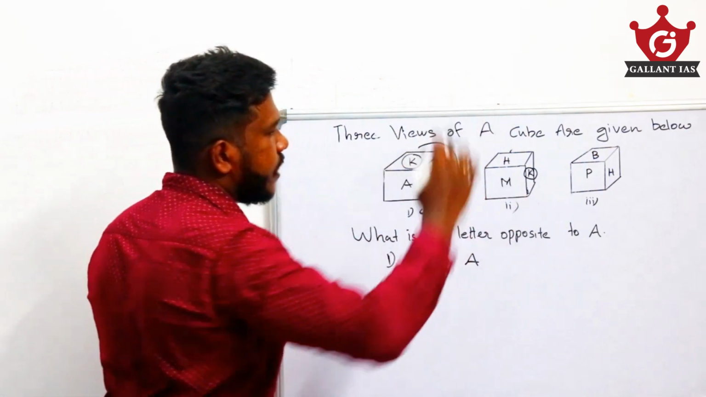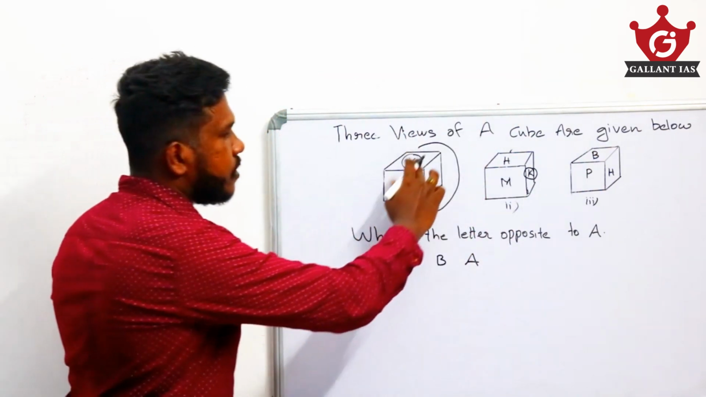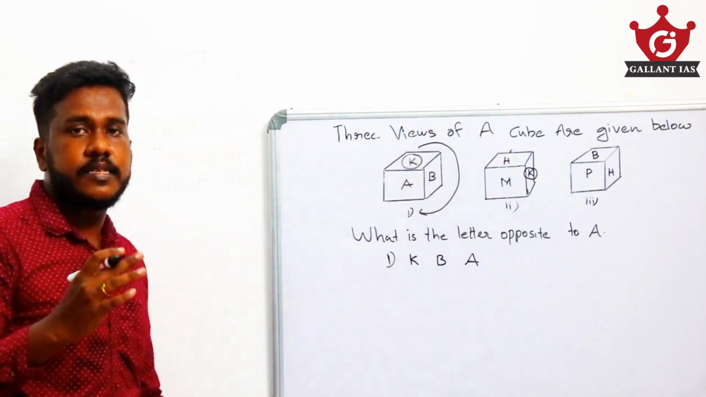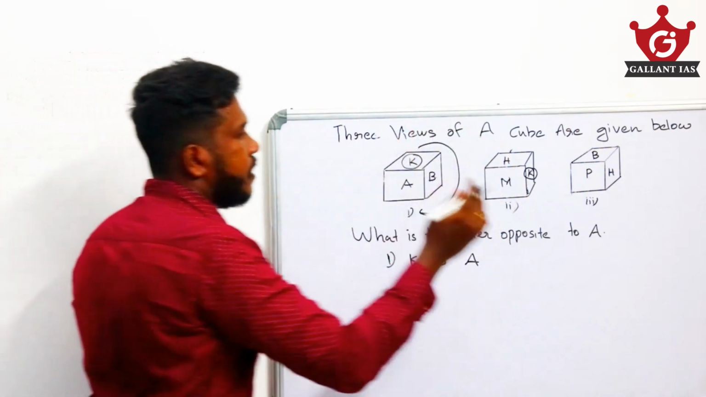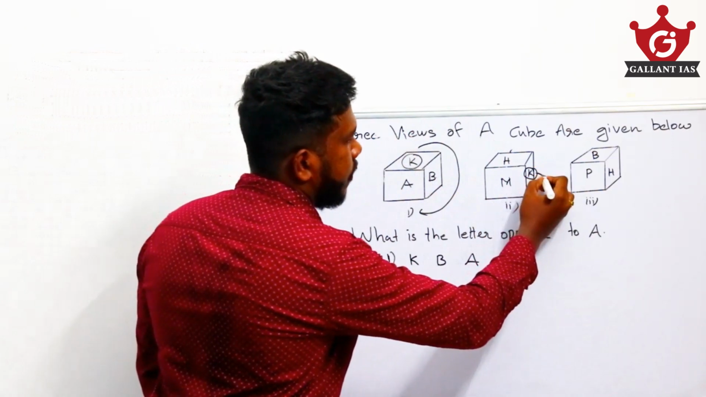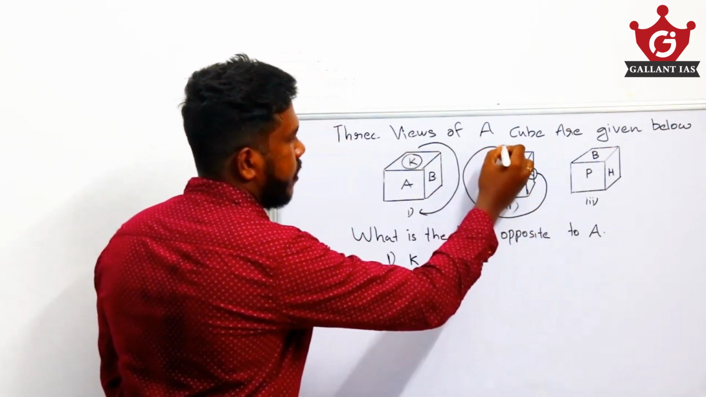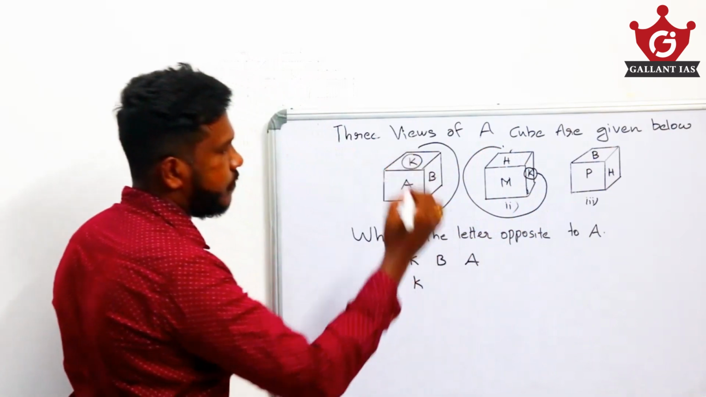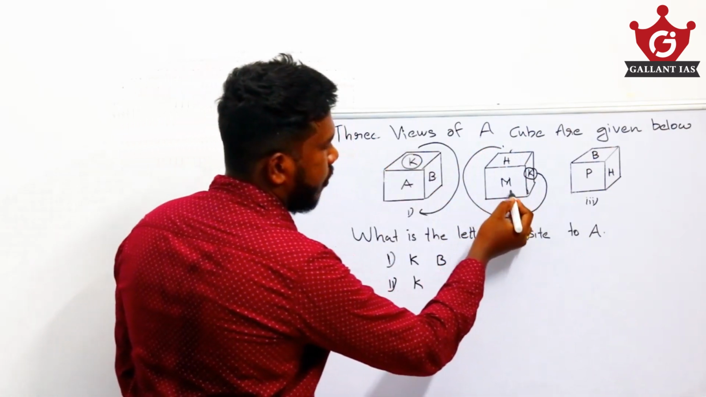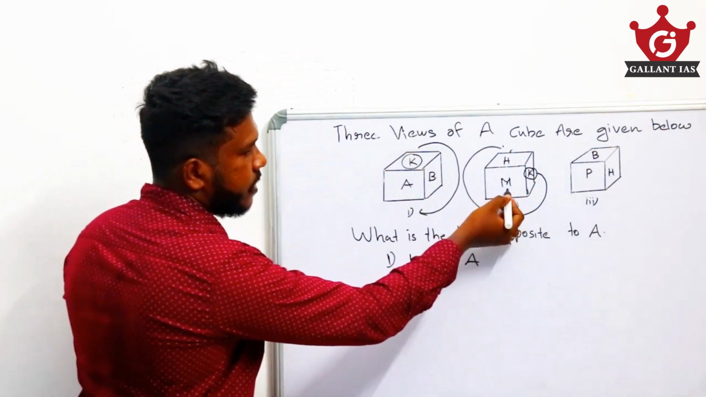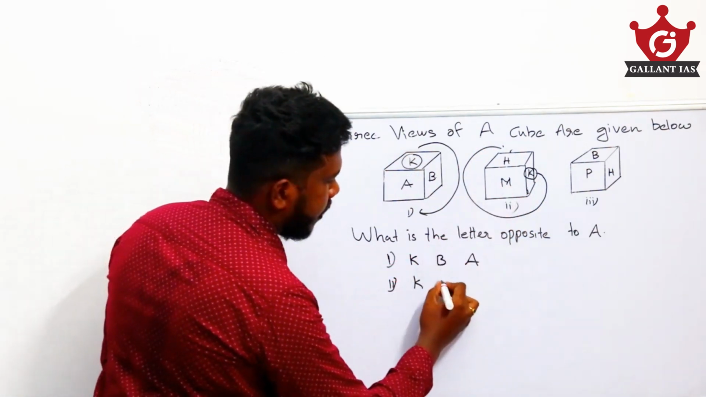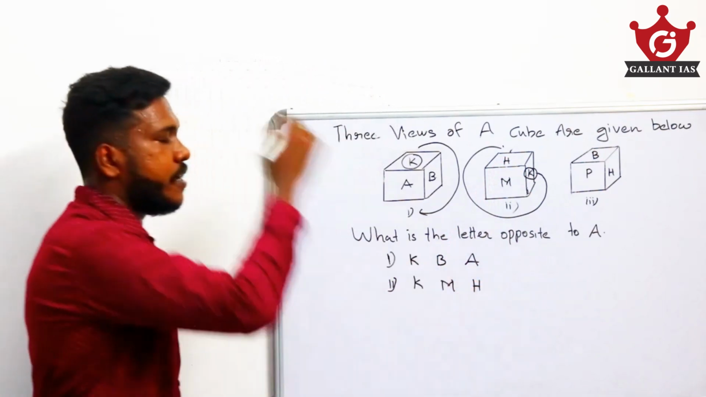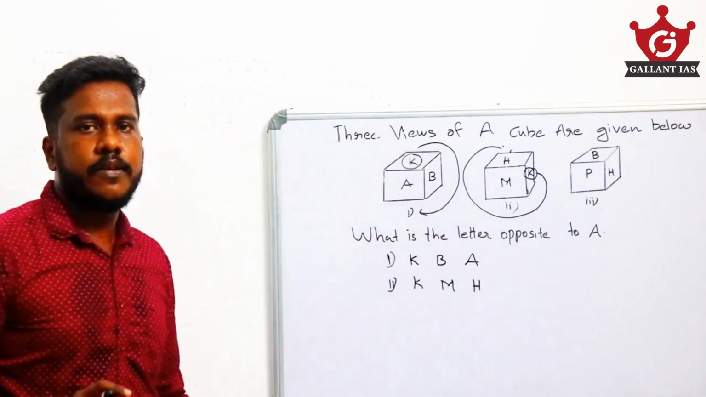Now here in the second cube, if we took the clockwise direction, in the second cube also we need to take the same clockwise direction, starting from the common value. So from K onwards we need to write the values. In the second cube, the common value K comes first, and after K, going in the clockwise direction, our next value will be M, and our next value will be H. So we already wrote the values.